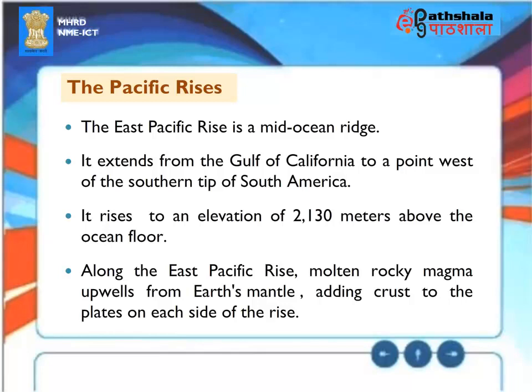The Pacific rises. The East Pacific Rise is a mid-ocean ridge. It extends from the Gulf of California to a point west of the southern tip of South America.